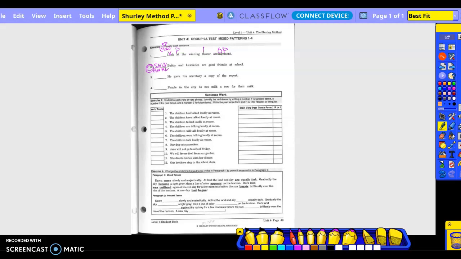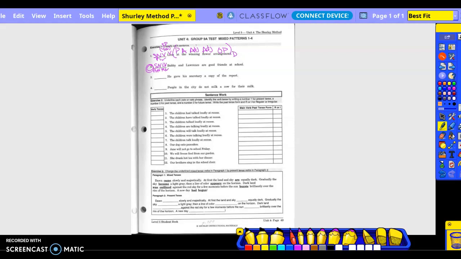What kind of flower? The pattern, subject, noun, verb, pattern 1, check. At the winning flower arrangement, period.